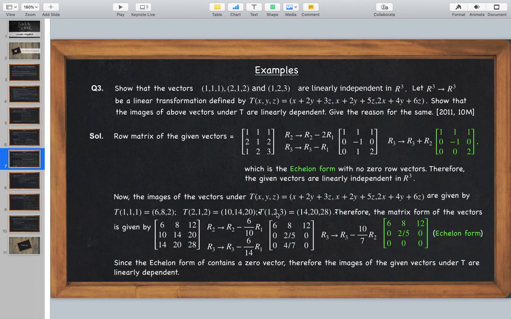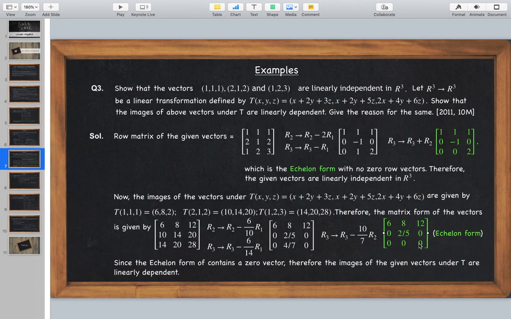Then we get the image of 1, 2, 3. We get the image as 14, 20, 28. Now we reduce the row matrix of these vectors into its echelon form. We get this form, and we can see that we have a zero row vector.